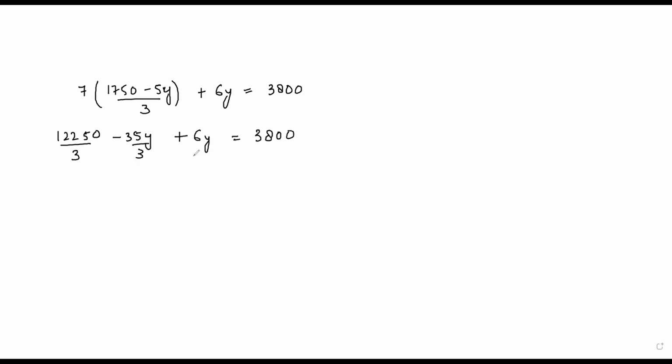So I'll keep the y terms here and I'll take the numbers to the other side. So this will be minus 35y divided by 3 plus 6y, equal to 3800 minus 12250 divided by 3. Clear? Now take the LCM, because you have fractions to add. You have 1 here, similarly you have 1 here. So the LCM will be 3, correct? Yes, ma'am. So it will be minus 35y and then 3 into 6 is 18y.